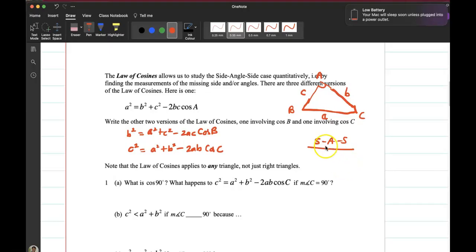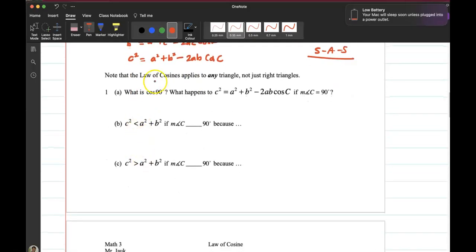So suppose you know your side b and side c, you know the lengths of side b and side c, and you know the angle A. Then you can find anything else. So you need to know SAS. If you know SAS, you can use this version of the cosine rule and get the side. Note that the law of cosines applies to any triangle, not just a right angle triangle.